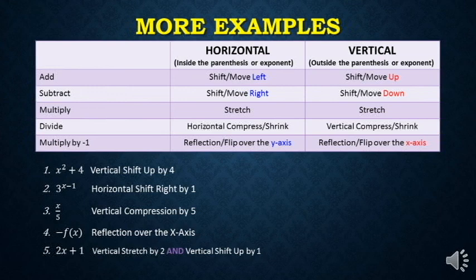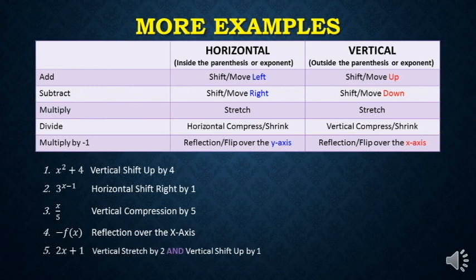Look at number 4. Even if I don't know the equation for the function, I can still figure out the transformation. I have a negative f of x. Well, that negative sign stands for an imaginary -1. If I use my chart, I know that multiplying by -1 is a type of reflection. And since the -1 is outside of the parentheses, I know that it is a reflection over the x-axis.